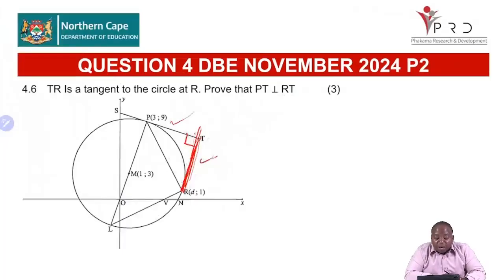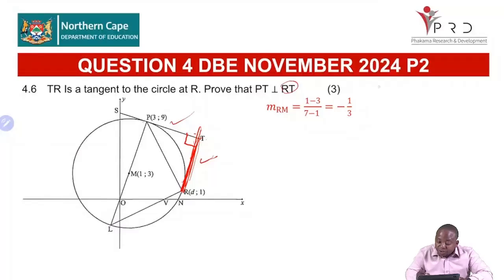Right, to prove that the two are perpendicular, we need to work with their gradient. And we remember we have the gradient of ST, as we have found the equation of ST. So what we need is to find the gradient of RT. So to prove this, we will need to say MPT, when I multiply it with MRT, I must get -1. So those are the perpendicular lines. So to find RT, we know that we don't have the coordinate of T in this case, so we cannot find the gradient directly here.